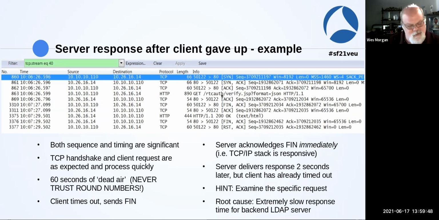Well, authentication normally depends on a directory of some sort. And in this case, the root cause of this problem was found to be an extremely slow response time for the back-end LDAP server that was being used for authentication. So this was another example where it might get presented to you in one context, but the data you find in your packet captures points you in a different direction to resolve the issue.